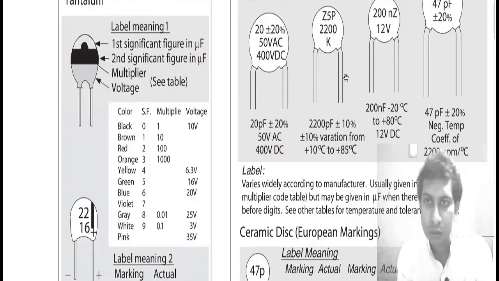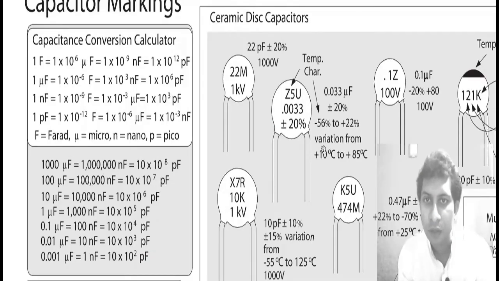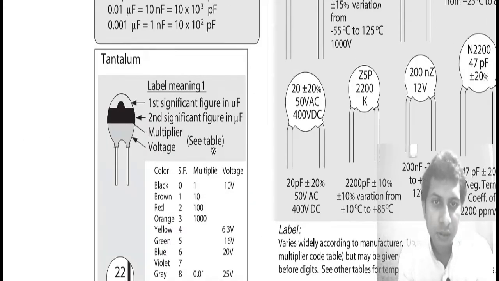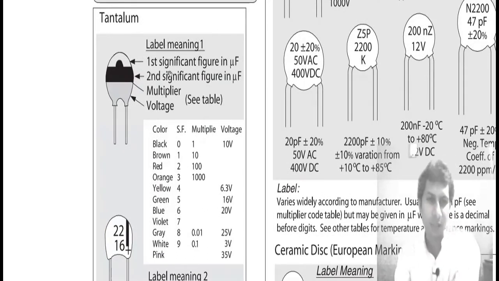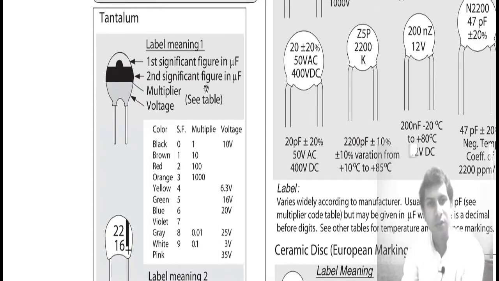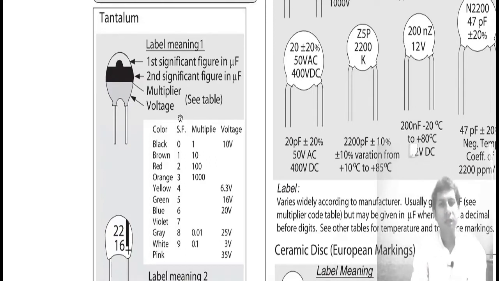Now we covered this ceramic kind of capacitor, how to read those things. Now tantalum capacitors. Tantalum capacitors are color coded, basically like resistors. So what does the labeling mean? This upper part is the first digit or first significant figure in microfarad. The second color code is another band which is used as the second significant figure in microfarad. The third color is used as the multiplier, and last, at the bottom, there is a slightly different color which is termed as voltage. Okay.